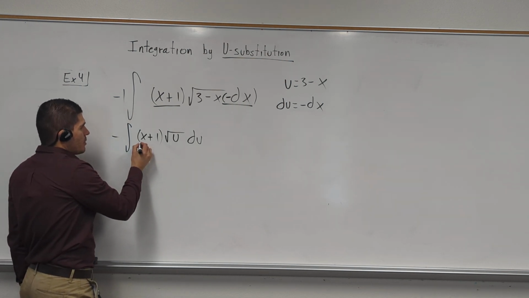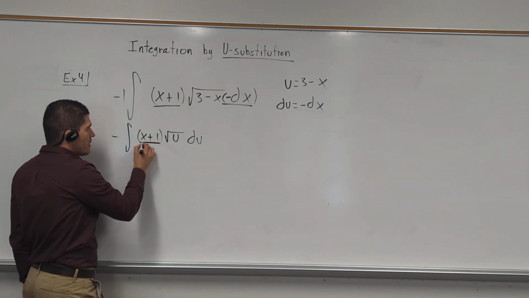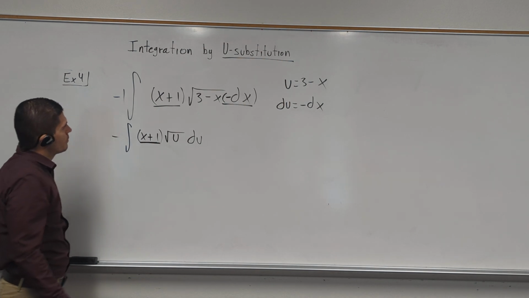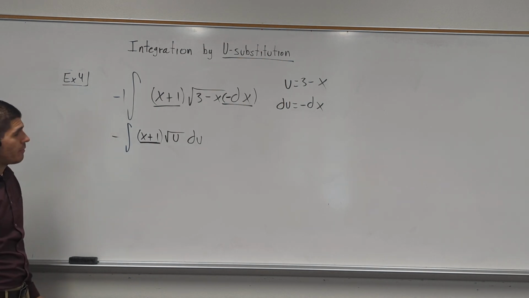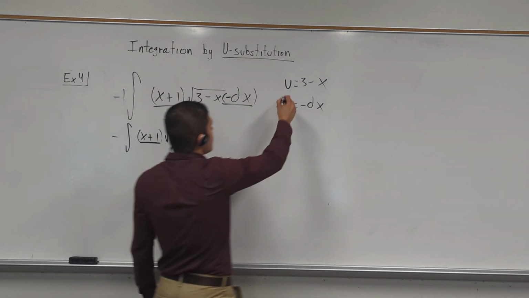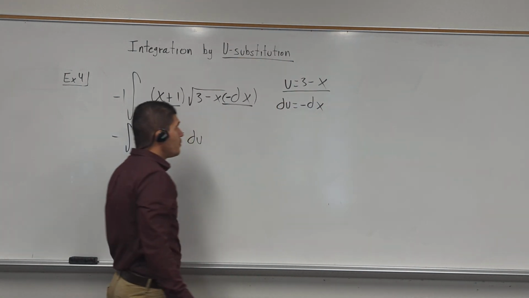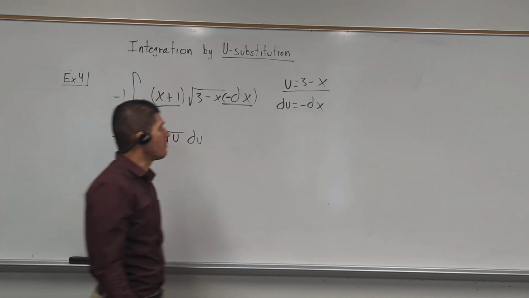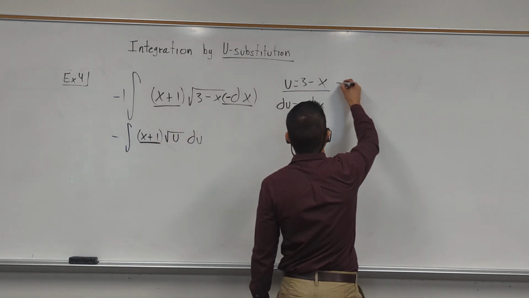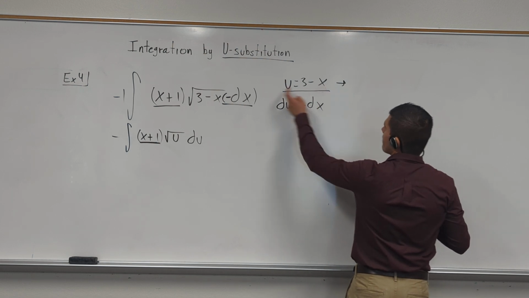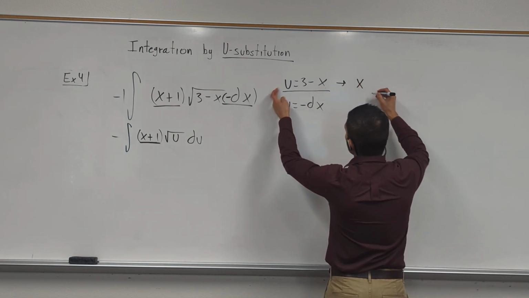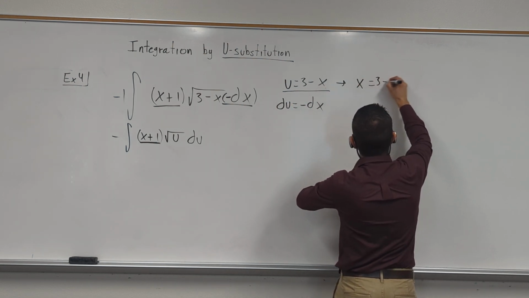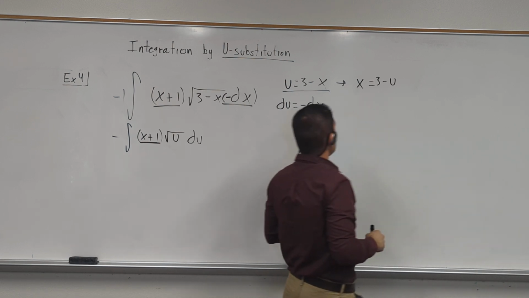I can't anti-differentiate this right now because this is x's and this is a du. So I need to figure out a way to get rid of that. So, what can I do? Time for some algebra. I want you to notice that this statement right here is u in terms of x. So what I'm going to try to do is manipulate that statement into being x in terms of u. So what I'll do is, if I add the x over and subtract the u, that would be x is equal to 3 minus u.